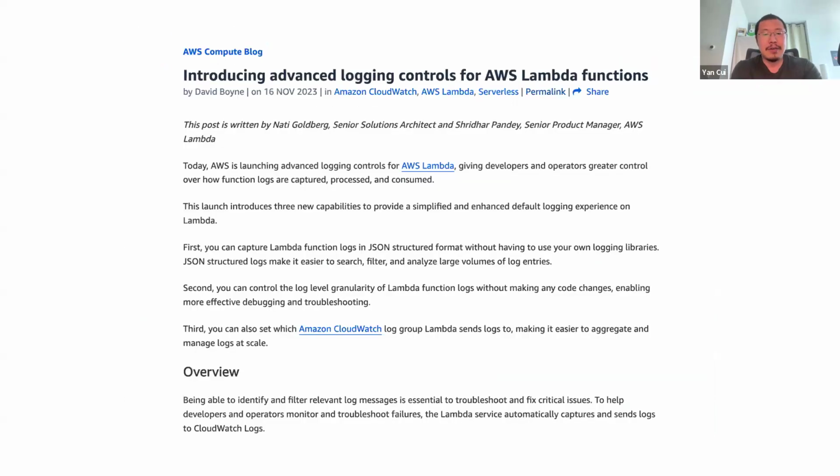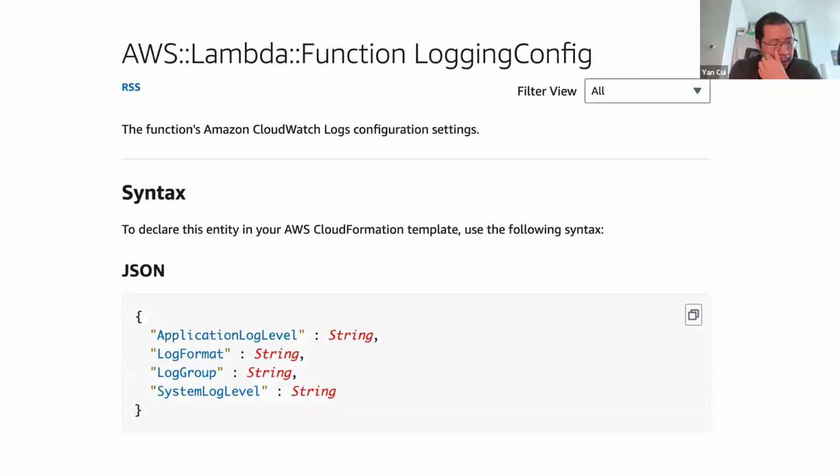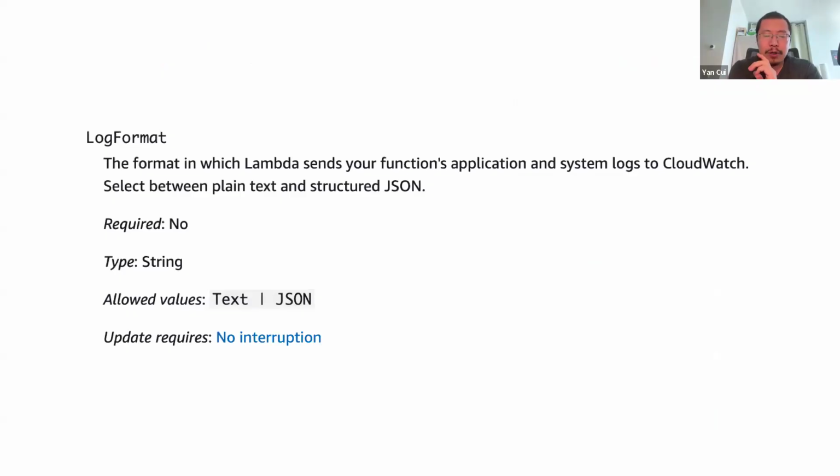So luckily nowadays you have some more control around that. When you configure your Lambda function in CloudFormation, and you can do the same thing in CDK, Terraform, and others as well, there are a few settings you can use nowadays to control what system messages get logged. One of the new settings is called the log format.